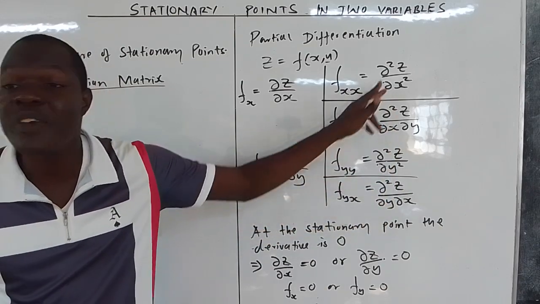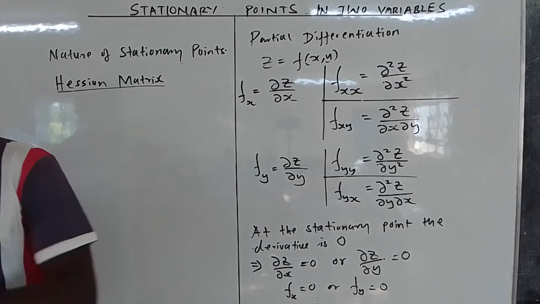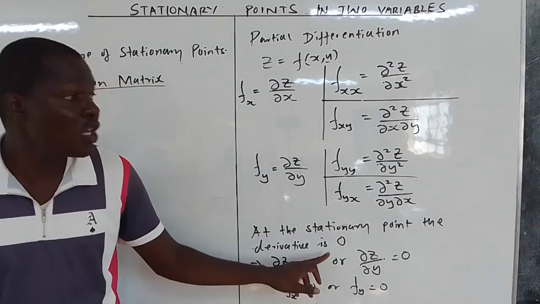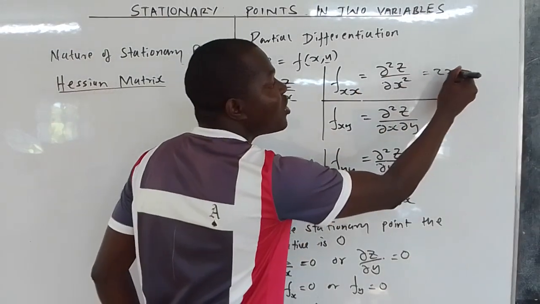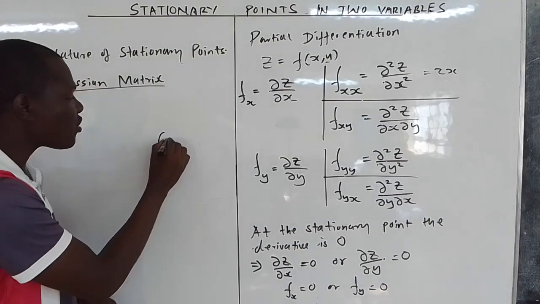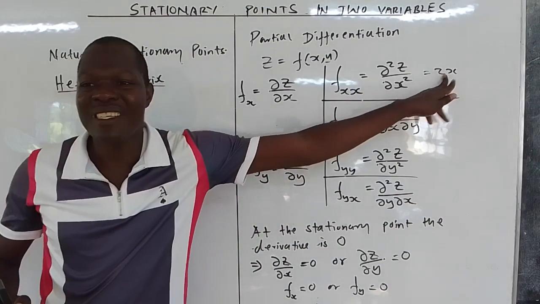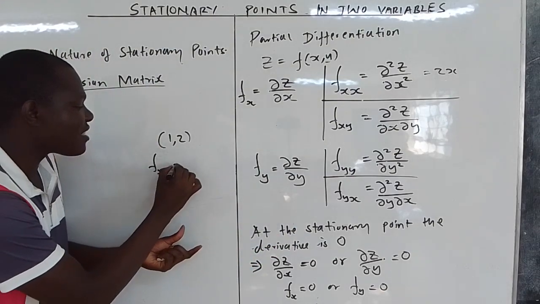Because the Hessian matrix must be a square matrix, the elements of the Hessian matrix, these second order partial derivatives, must be constant. Why are they going to be constant? They are going to be constant because the stationary points you've already found, so you substitute those values. Maybe this value here you found to be 2x. For instance, you found a stationary point, 1, 2.